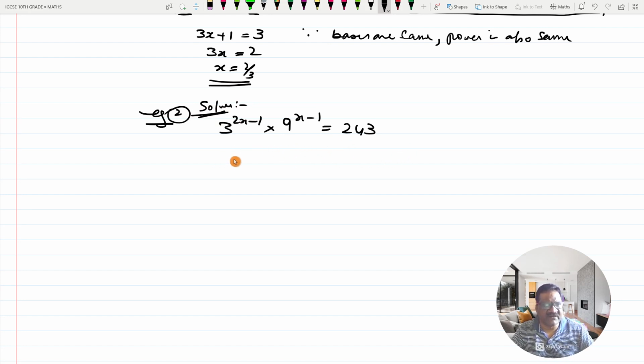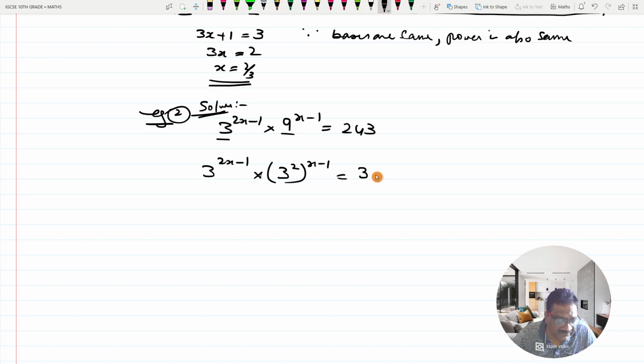Okay, now here again I can see the bases as 3, 9. So everything I'll be trying to convert in the form of base 3. So this is in the form of base 3 only, so let me keep this as it is. Now this 9 I can write as 3 square and then to the power of x minus 1. And this 243 can be written as 3 raised to 5, because 3 raised to 5 is 243.